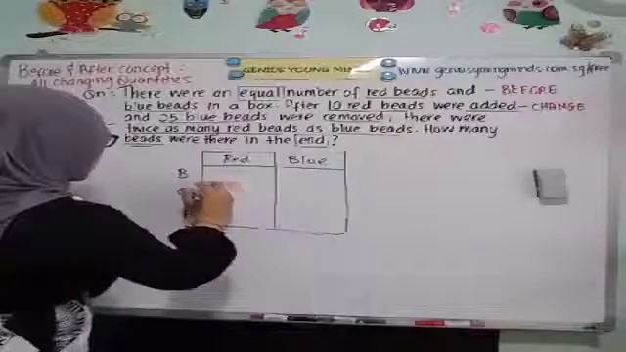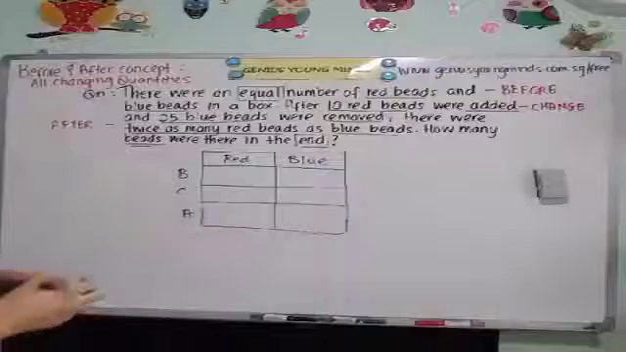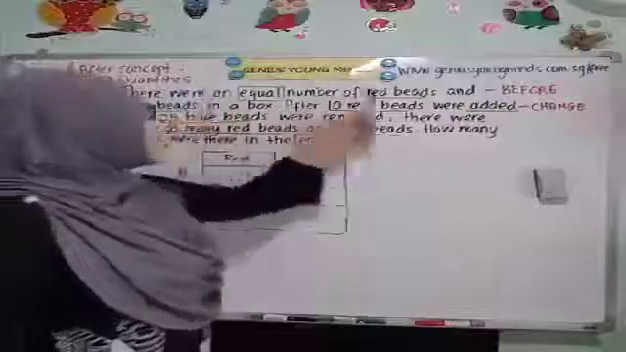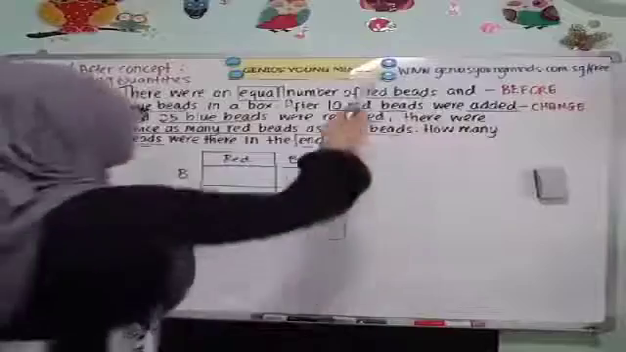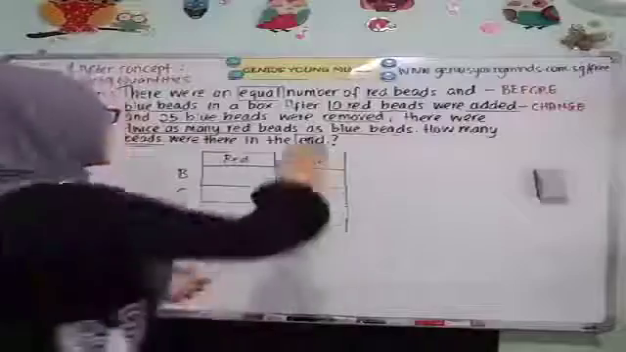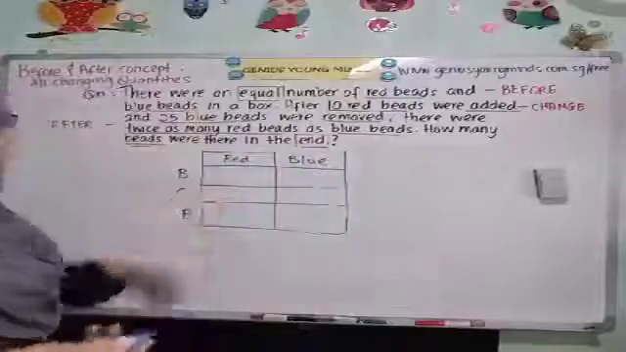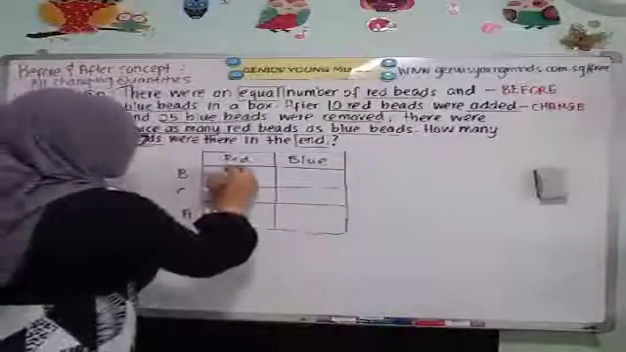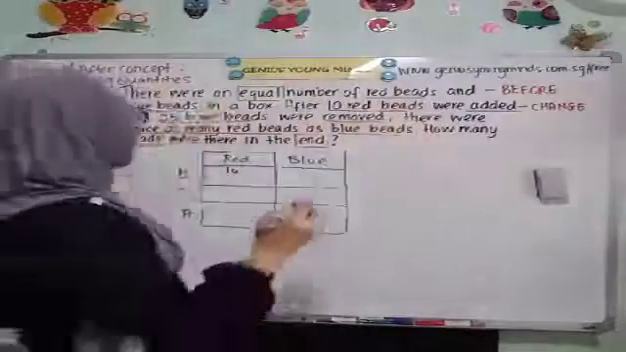Now we are going to actually put in all the data that's given to us. Okay, so now let's look at the before. They say there were an equal number of red beads and blue beads. Do you know how many units are given? Do you know how many units of red beads and how many units of blue beads? You do not know. But what you know is they say equal number of red beads and blue beads. So if you have equal, what do we put inside here? We actually put it as 1 unit.